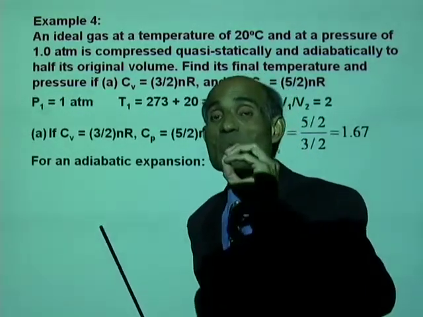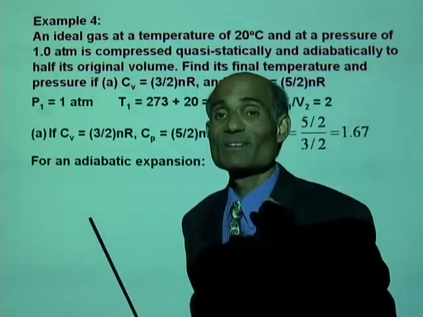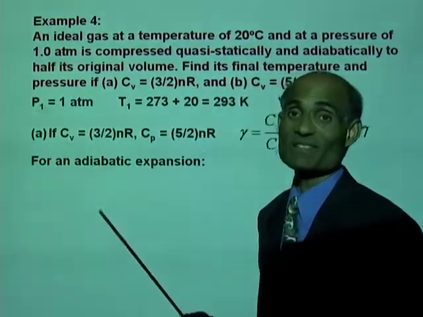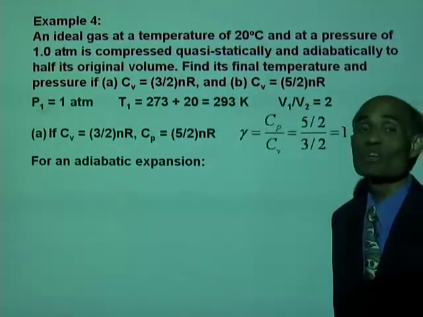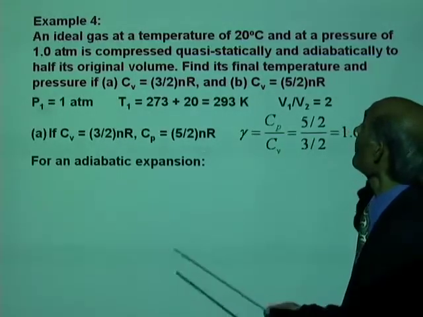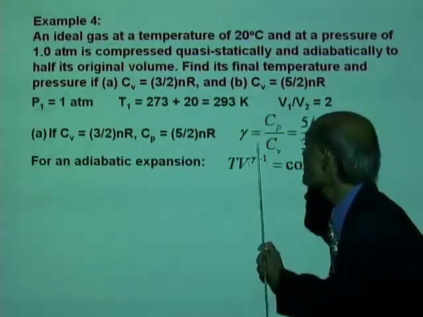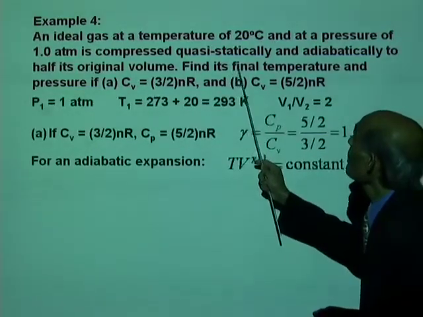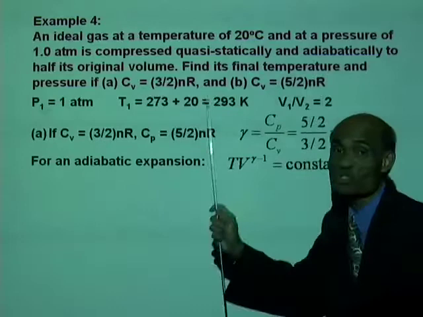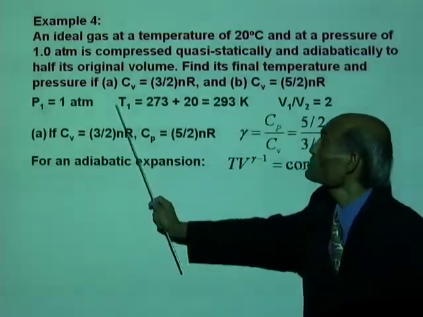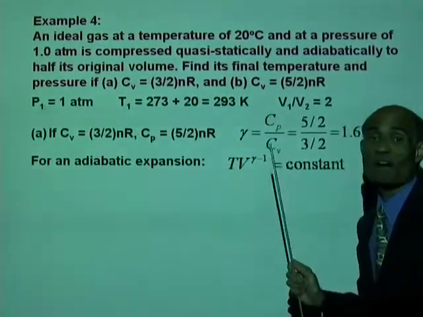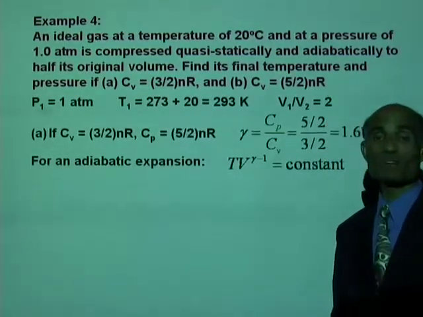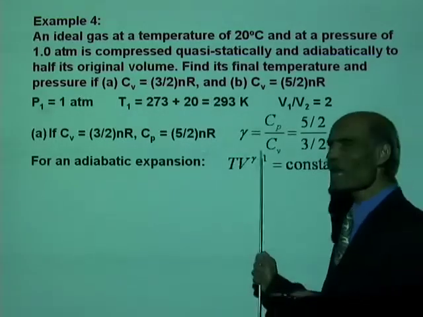TV to the power of gamma minus 1 is a constant, or PV to the power of gamma is a constant. Now, which of that are we going to use here? Well, we're going to use TV to the power of gamma minus 1 is a constant because we want to find its final temperature. So we have the initial temperature, we want to find the final temperature, so we use TV to the power of gamma minus 1 is a constant. Now what does this mean?